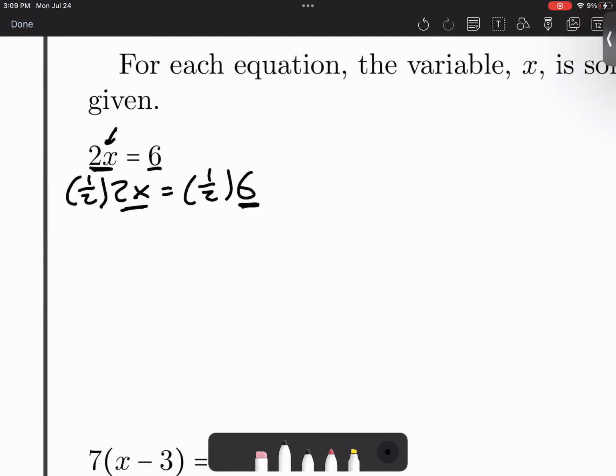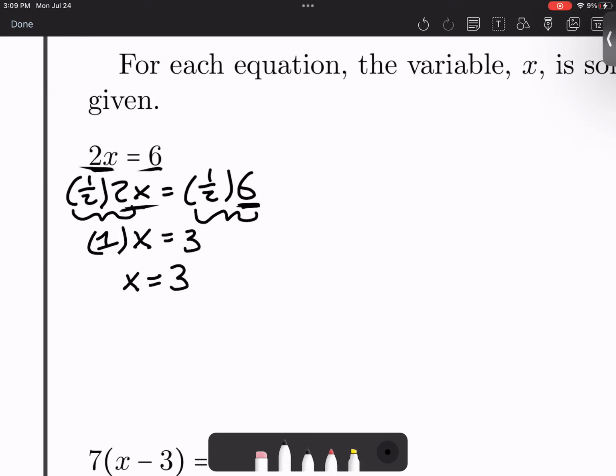And now the reason that we did that is because of associativity with multiplication, I can do the 1/2 times the 2 first, which just gives me a 1. My right-hand side simplifies to 3. And 1 times x, 1 is the multiplicative identity, so this is now just equal to x. So x has to be equal to 3.